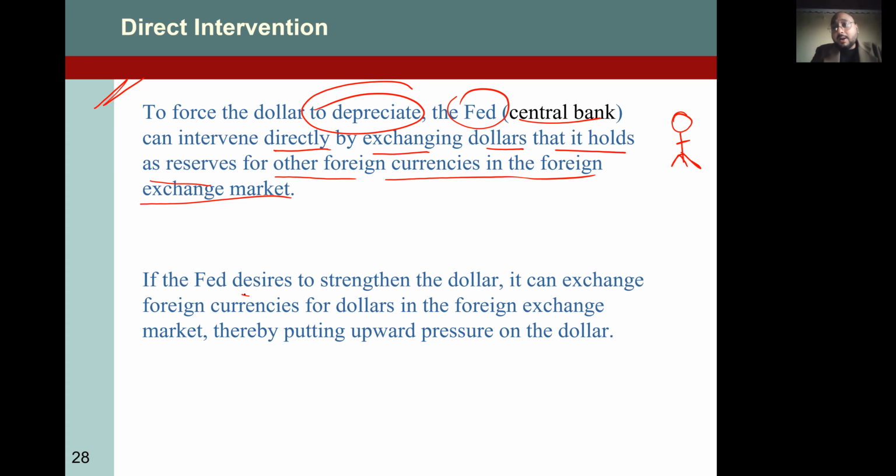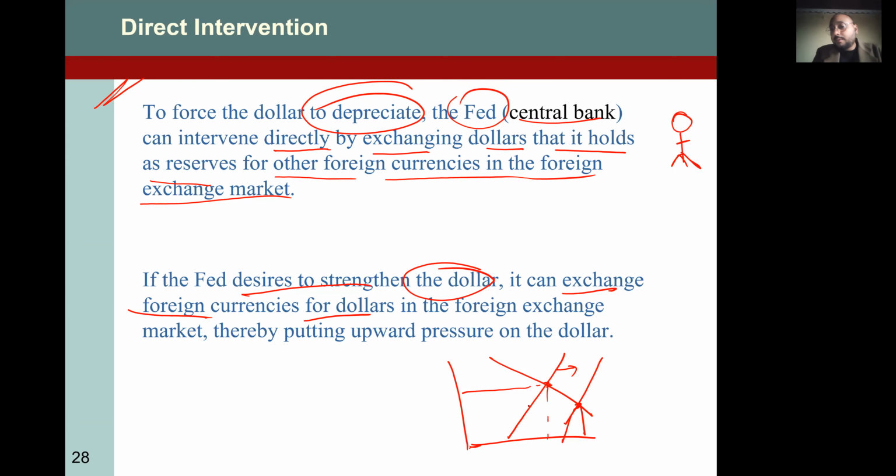So if the Fed desires to strengthen the dollar, it exchanges foreign currencies for dollars. This is the market. So they start selling the foreign currency. When the foreign currency is sold, it means supply increases. Supply increases means the foreign currency goes down. When the foreign currency goes down, your home currency appreciates. All right, so this is called direct intervention.